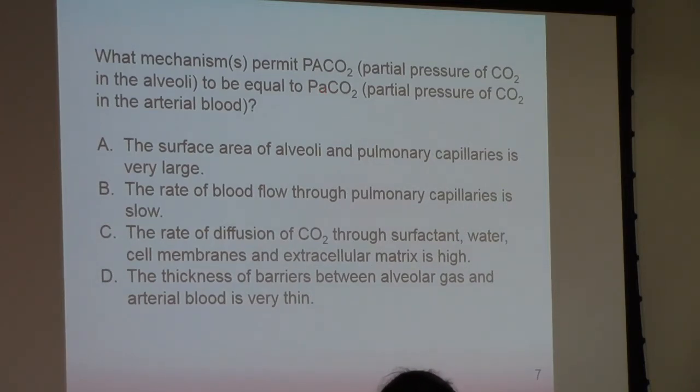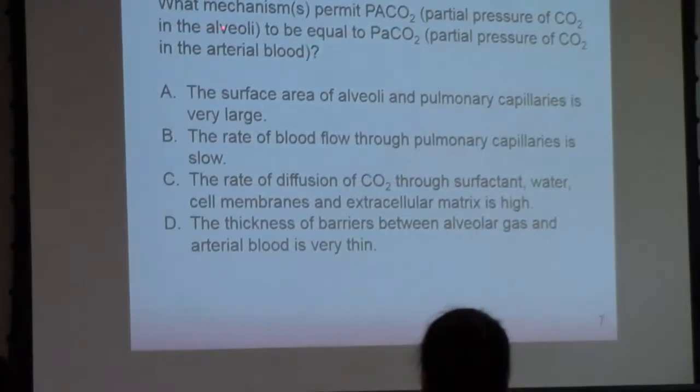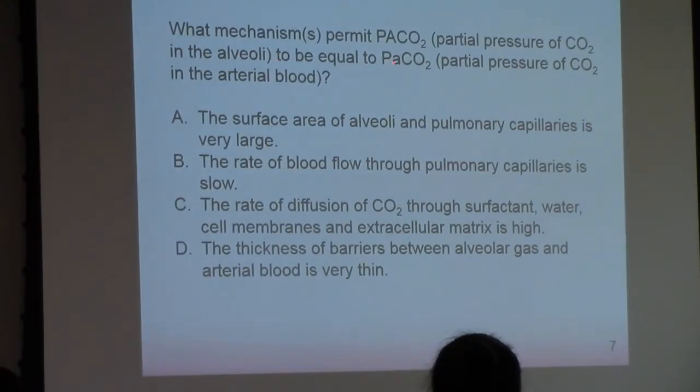And I will not ask you to memorize that. I will almost always translate it for you. But sometimes the equations don't have the translation, they just have the abbreviations. And understanding the equations is the main thing. Okay? So it will be helpful, although not required, for you to remember that capital A is alveolar gas and lowercase a is arterial blood. Okay, so what mechanisms permit the partial pressure of CO2 in alveolar gas to be equal to the partial pressure of CO2 in arterial blood? Which of these are true statements that permit that?